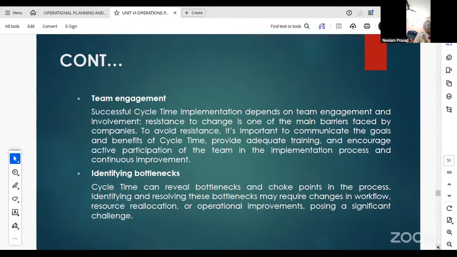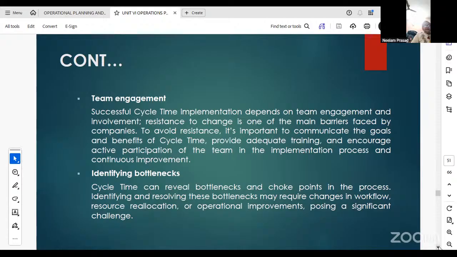Next. Team engagement. Successful cycle time implementation depends on team engagement and involvement. Resistance to change is one of the main barriers faced by companies. To avoid resistance, it's important to communicate the goals and benefits of cycle time, provide adequate training, and encourage active participation of the team in the implementation process and continuous improvement. Identifying bottlenecks. Cycle time can reveal bottlenecks and choke points in the process. Identifying and resolving these bottlenecks may require changes in workflow, resource reallocation, or operational improvements, posing a significant challenge.